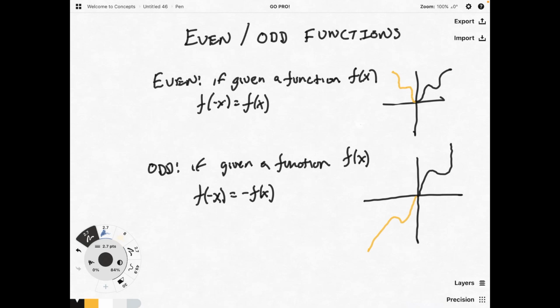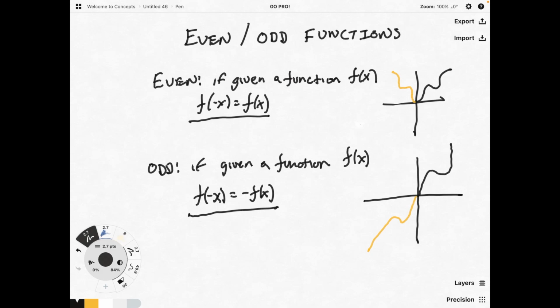So again, if this property doesn't hold true and this property doesn't hold true, then you do not have an even or an odd function, which is not a problem, but then we're not able to visualize the graph as easily. But let's look at a couple of examples of even functions and odd functions.